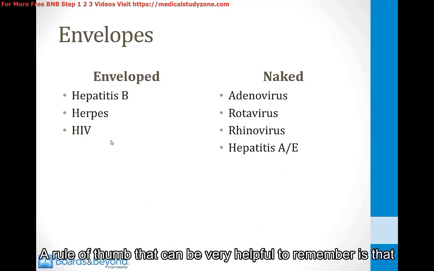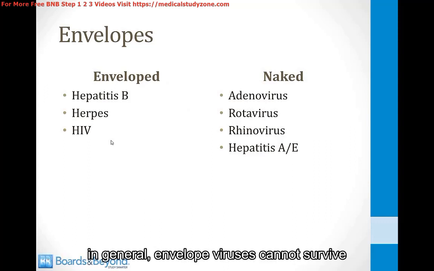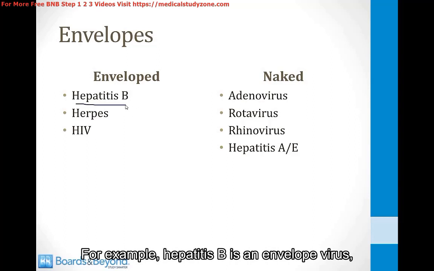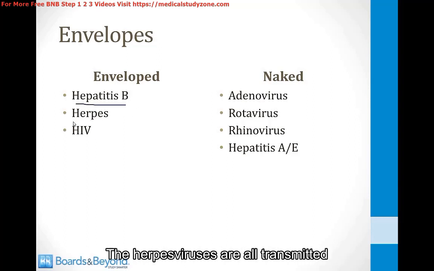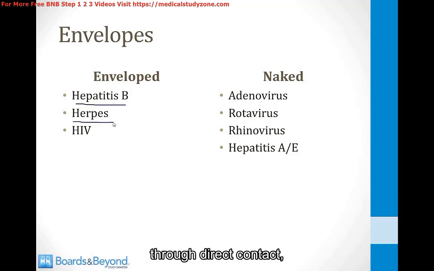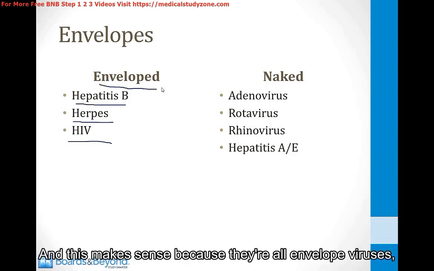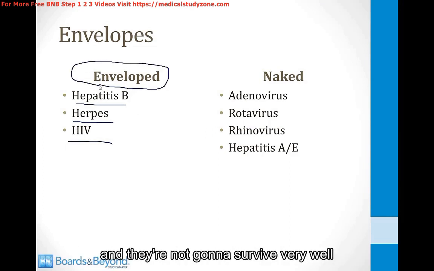A rule of thumb that can be very helpful to remember is that in general, enveloped viruses cannot survive in the environment, so they usually are not transmitted fecal-orally or through contaminated drinking water or anything that would require them to survive for long periods of time outside the body. So for example, hepatitis B is an enveloped virus and it's transmitted sexually. The herpes viruses are all transmitted through direct contact, and HIV is transmitted sexually. And this makes sense because they're all enveloped viruses and they're not going to survive very well out in the environment.